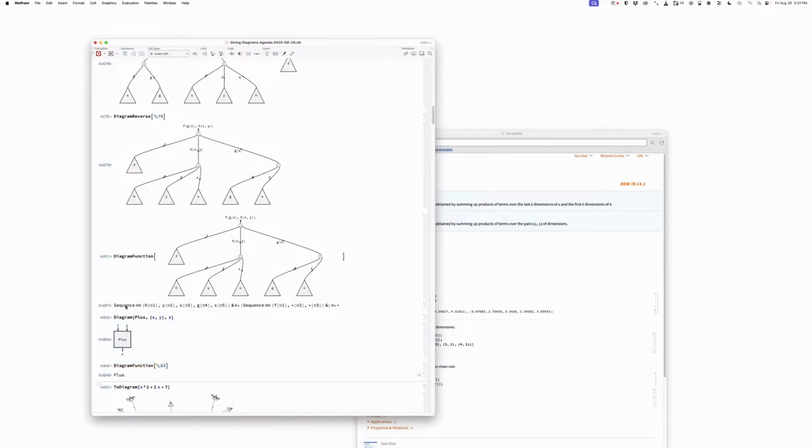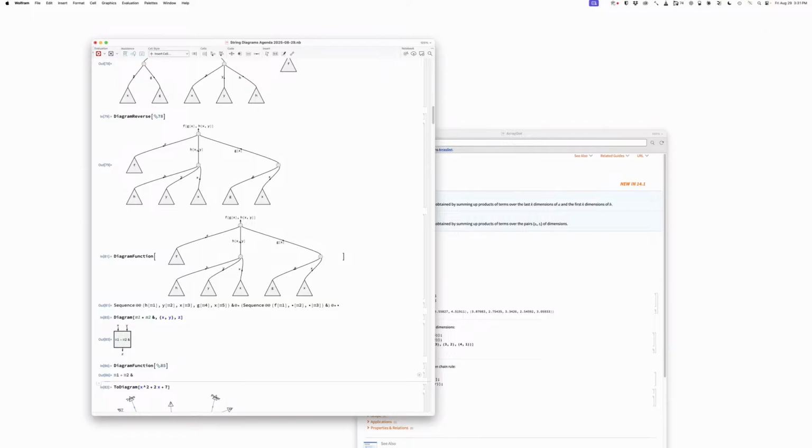Okay, that's well and good. I guess it was smart enough to simplify it. Let me put a times. Let me put a plus. How do I put these together? So I'm replacing plus with slot 1 plus slot 2 ampersand, and making another one with a single input, which is slot 1 squared.